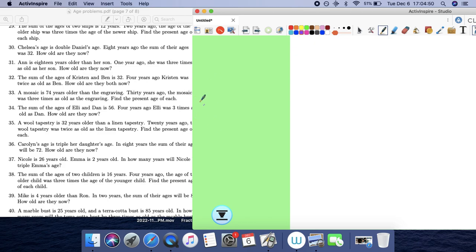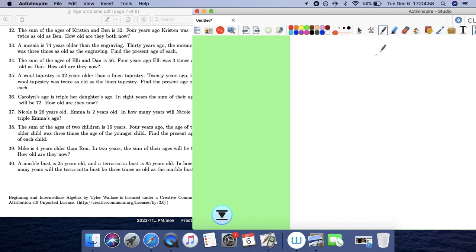40. A marble bust. What's going on? Our marble bust, one of those probably. If you go to a museum, you see a lot of those. So let's call it the marble bust. He's 25 years old. A terracotta bust is 85 years old.